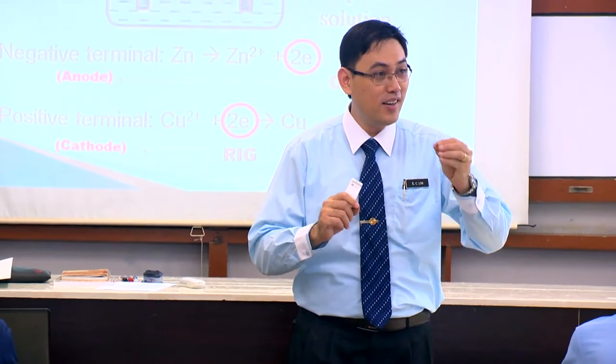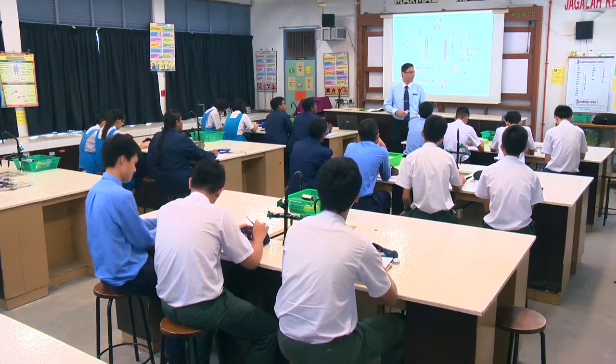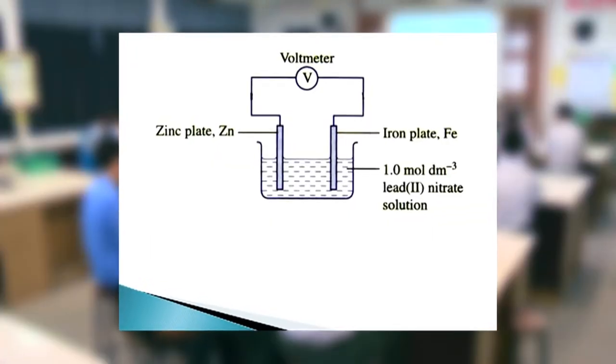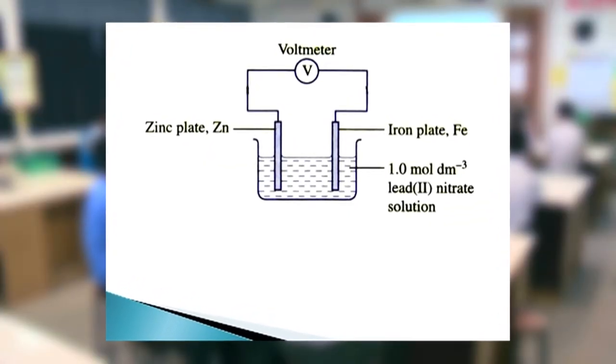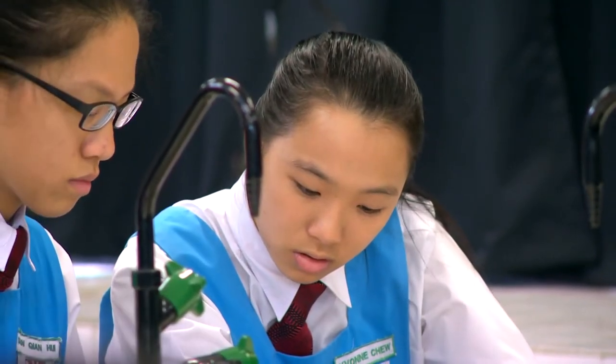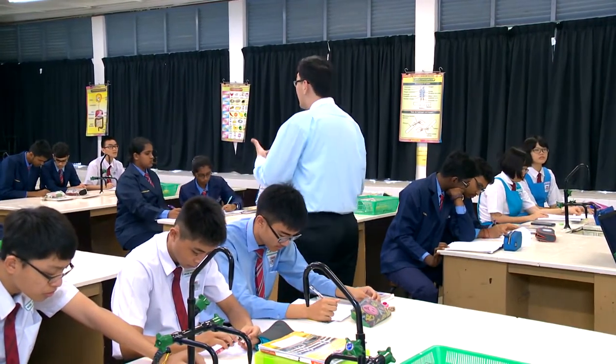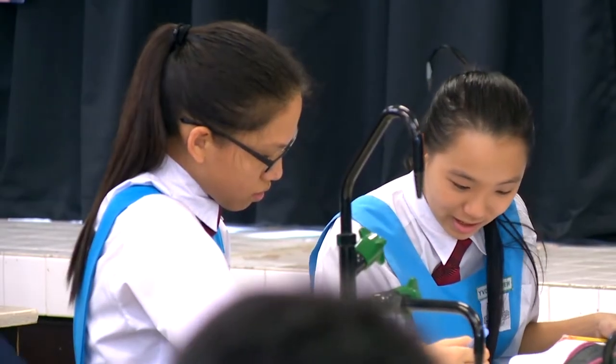Okay. What I want you to do is try the questions, and you are going to understand what is inside the chemicals and how to write down the half equation. Okay, let's try this question. You may work in pairs. Discuss with your friends what the chemicals used are. Number two, I want you to write down the half equation for the negative terminal and also the positive terminal.